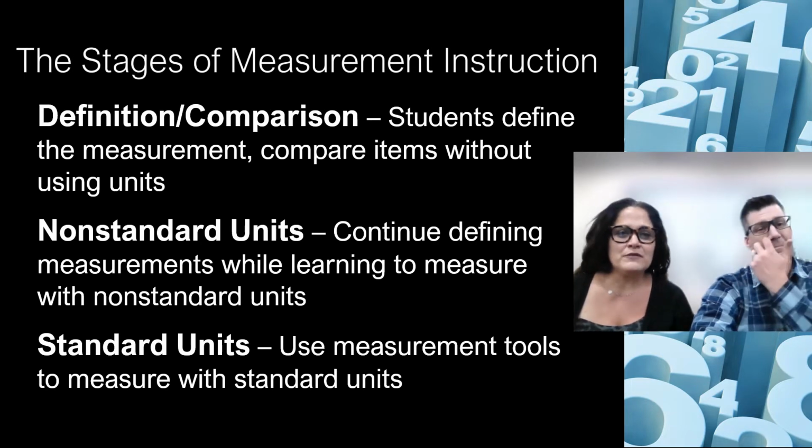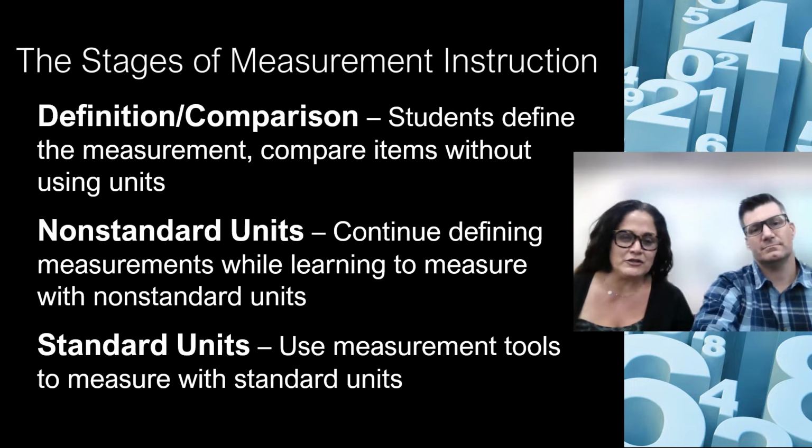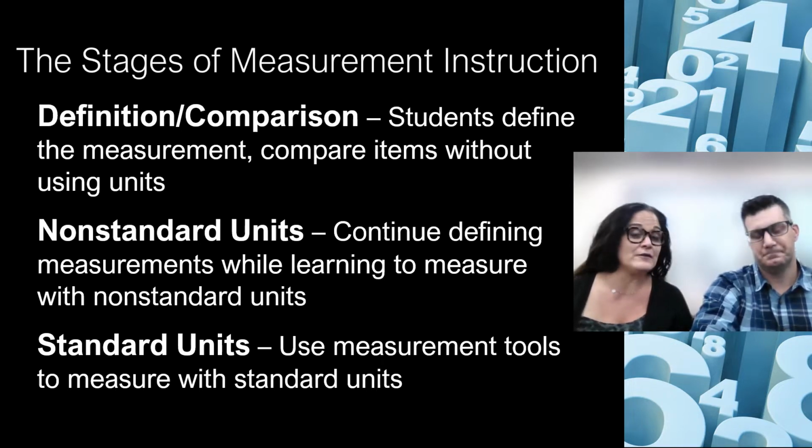So today we're really going to focus on the different stages of measurement instruction. The first one you see here, definition and comparison. This is where students are exploring with measurement and coming up with their own definitions through comparing items without using specific units. That sounds a lot like what they would have done in the primary grades, right? Absolutely, and still continues into intermediate grades as well with different types of measurement. Also, we will be focusing a little bit on the non-standard units as well, and that's where they're actually using something as a non-standard unit to repetitively measure.